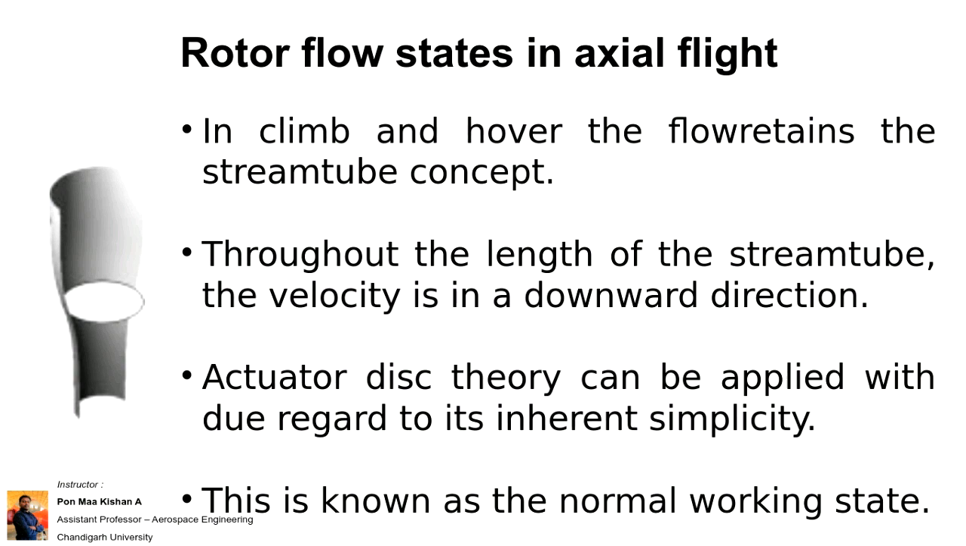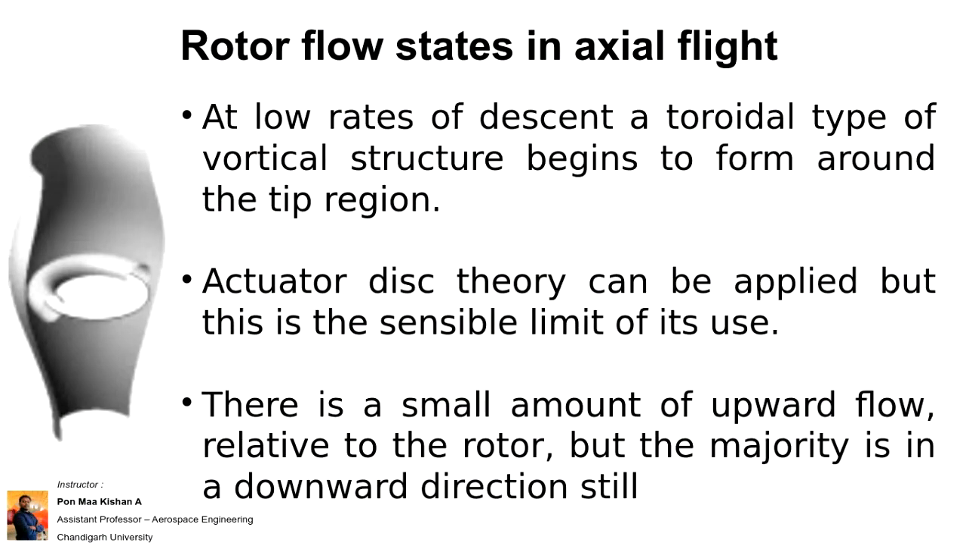So we are considering the flow around the rotor system. During the climb, the velocity of the flow will be in the downward direction. But in the next state, with a low rate of descent, let's consider 5 meters per second, a toroidal vortex is forming on the rotor system.